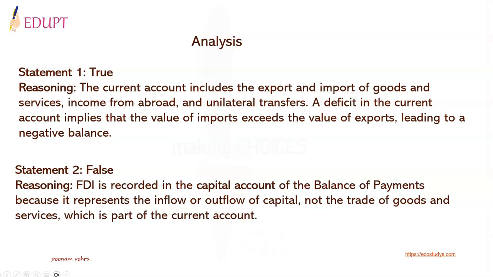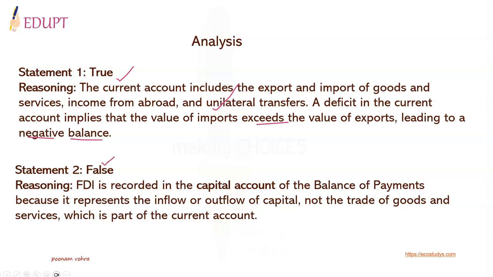Now you need to analyze both the statements. That is, provide reasoning why the statement is true or why the statement is false. In this example, statement 1 is true. The reason is that the current account includes the export and import of goods and services, income from abroad and unilateral transfers. A deficit in current account implies that the value of imports exceeds the value of exports, leading to negative balance. But the statement 2 is false.